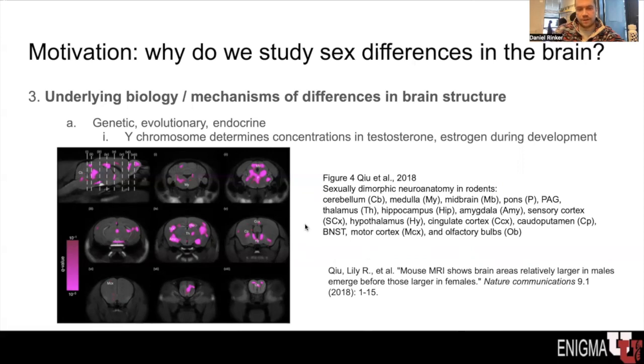In one study here by Xu et al., they studied the brains of mice longitudinally, and they found several regions that are known to be larger in males develop earlier. And here you can see a heat map of these regions, and they include the cerebellum, medulla, midbrain, pons, thalamus, hippocampus, amygdala, and so on. I won't read the whole slide to you.